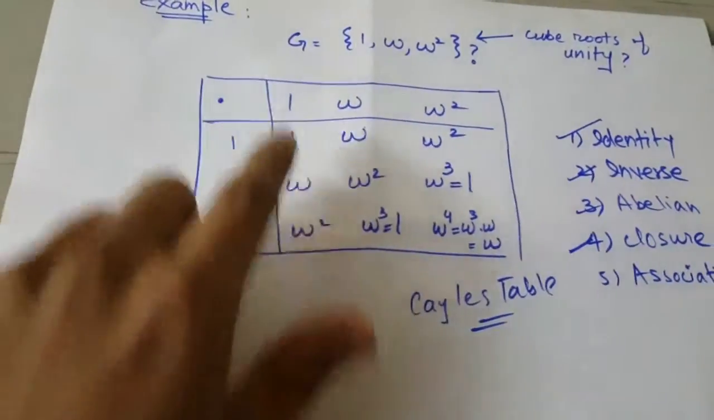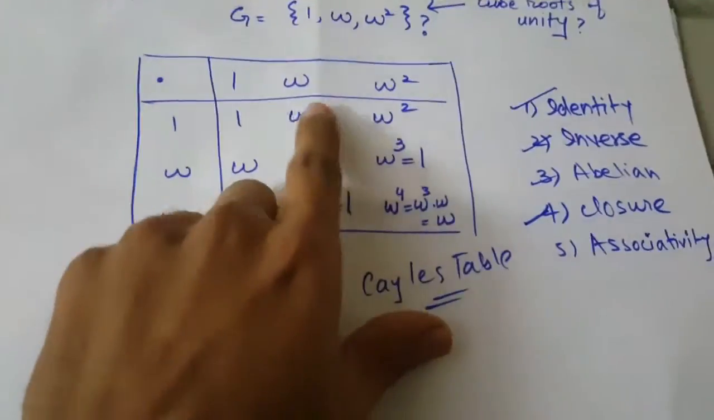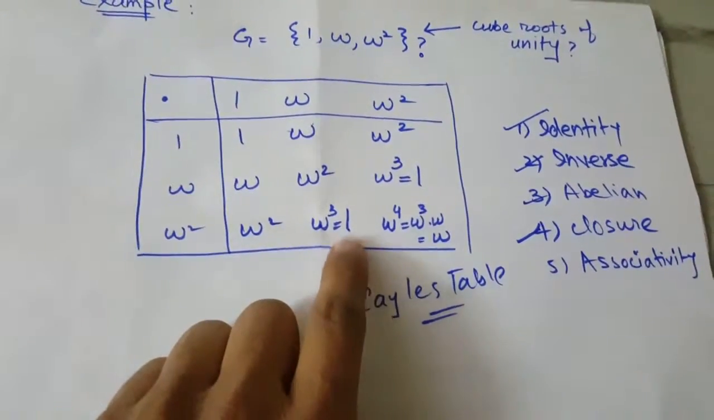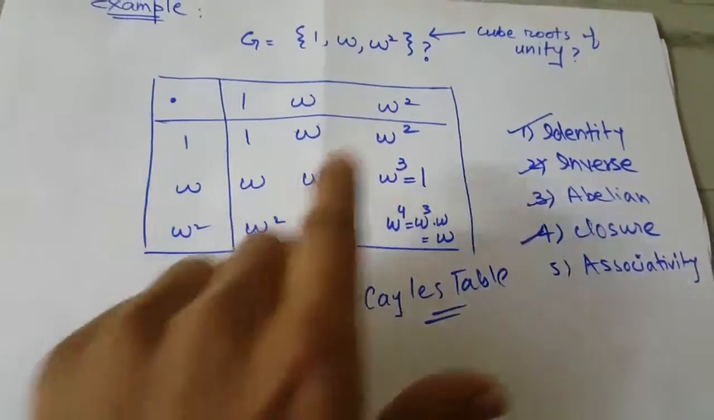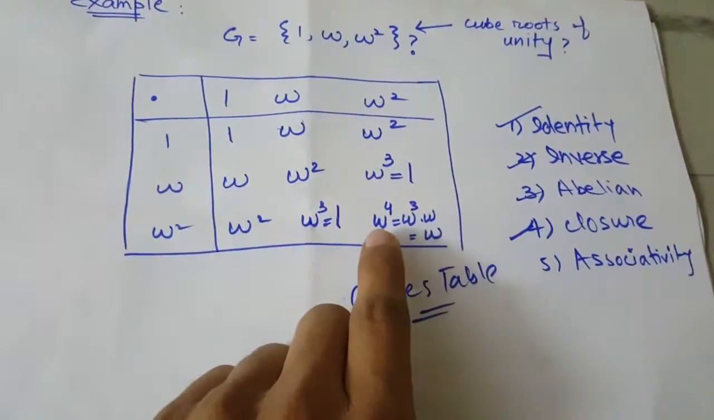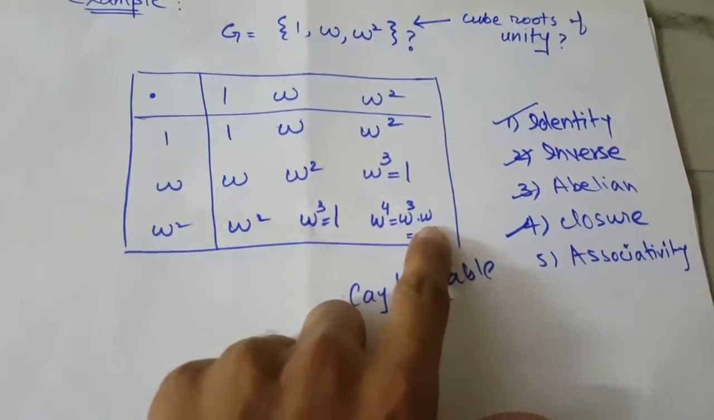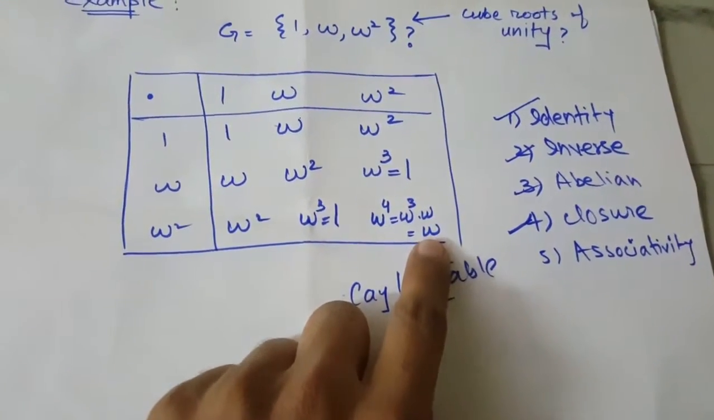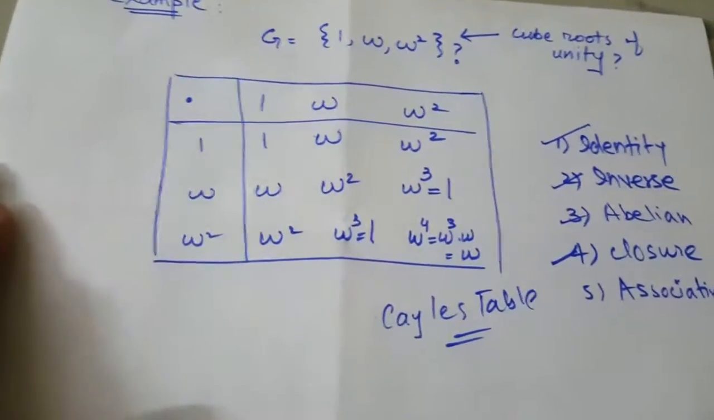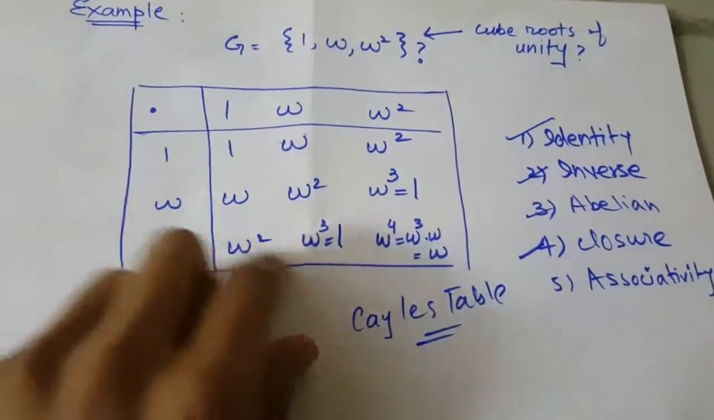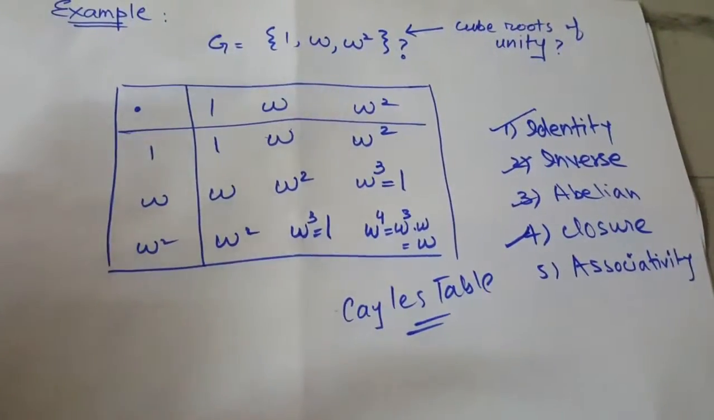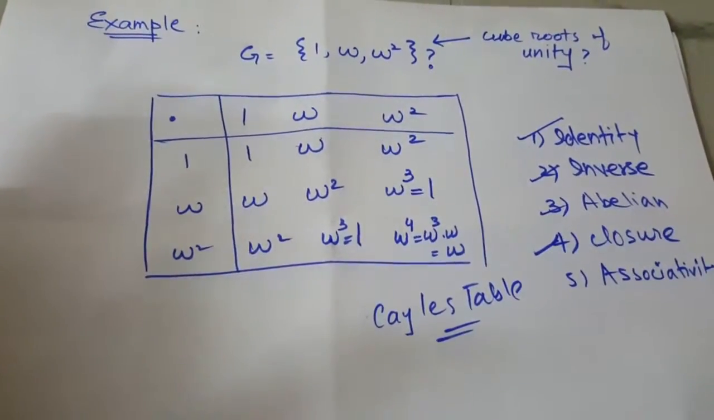Omega square dot 1 gives omega square, omega square dot omega gives us omega cube, and omega cube equals 1. So I have written 1 here. Omega square dot omega square gives us omega 4, so omega 4 equals omega cube dot omega, and omega cube equals 1, so 1 dot omega gives us omega. So we are now done with the Cayley table, and this particular area is our outcome. So we are now in a position to check whether it is a group or not.